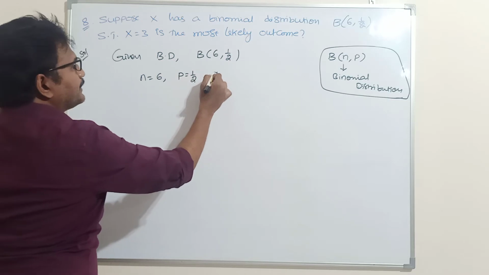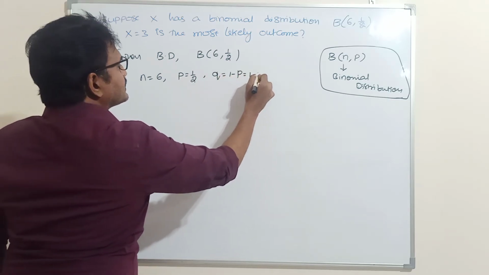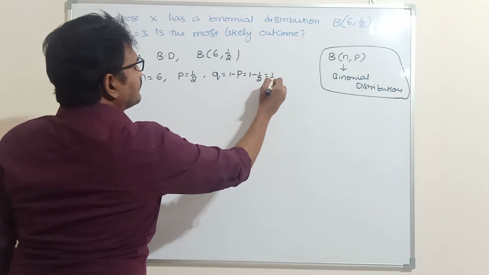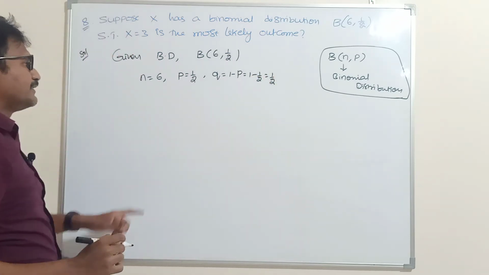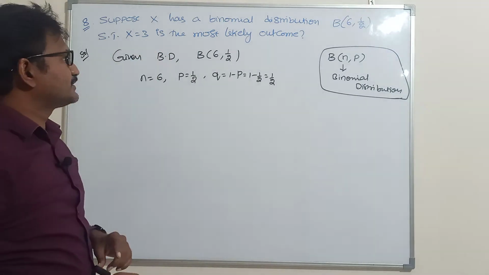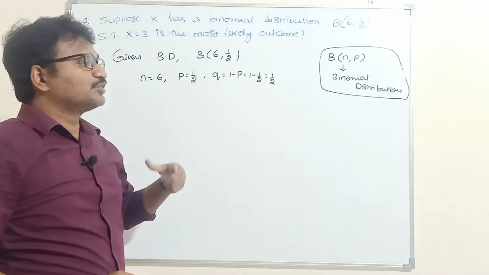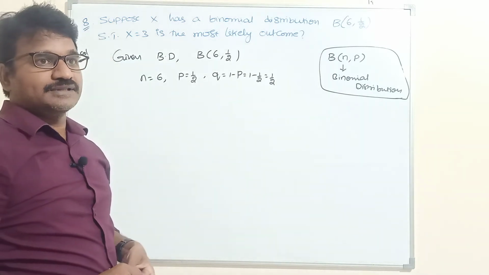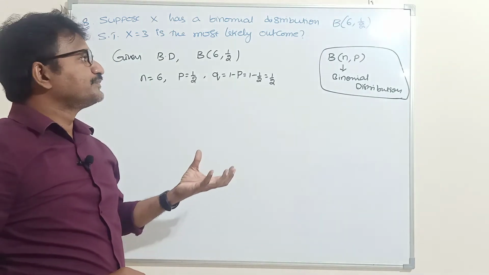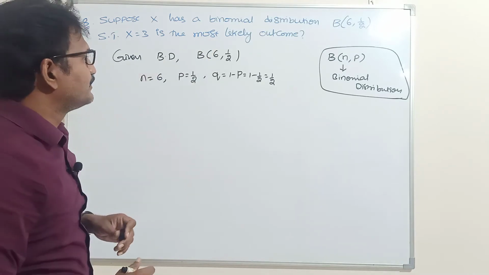If p is 1/2, q is equal to 1 minus p, 1 minus 1/2, so the answer is 1/2. N value, p value, q value we know. Next, what to find? Show that X = 3 is the most likely outcome. The most likely outcome is the one whose probability value is more.